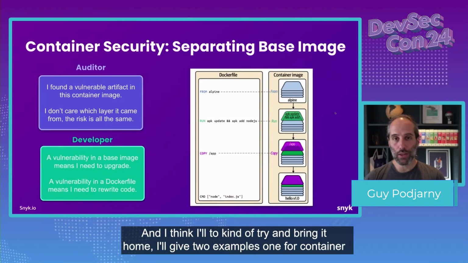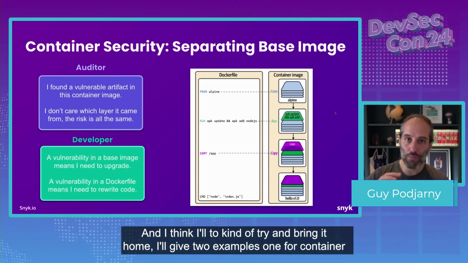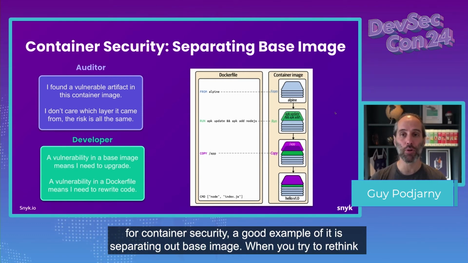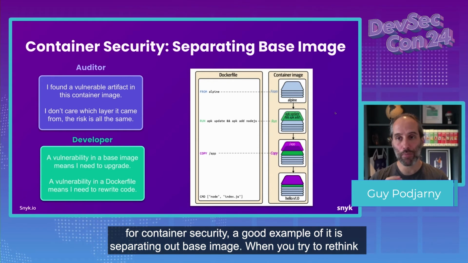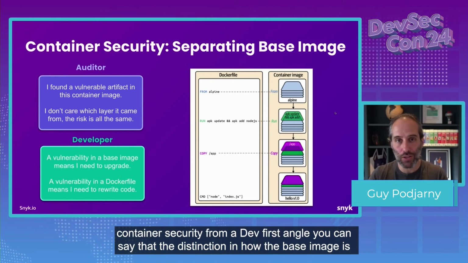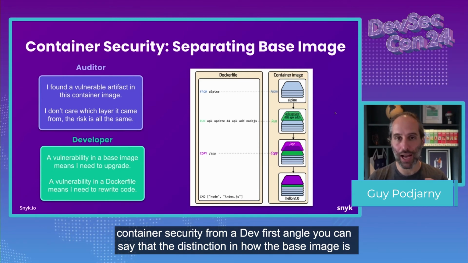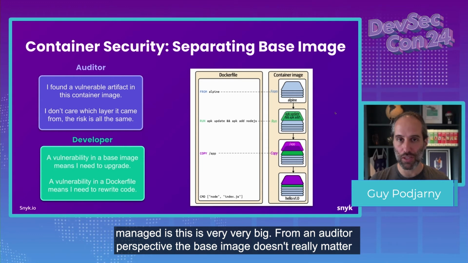And I'll try to bring it home with two examples, one for container security and one for infrastructure as code, of how you could do this. So for example, for container security, a good example is separating out the base image. When you try to rethink container security from a dev first angle, the distinction in how the base image is managed is very, very big.